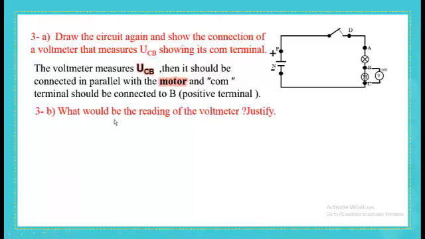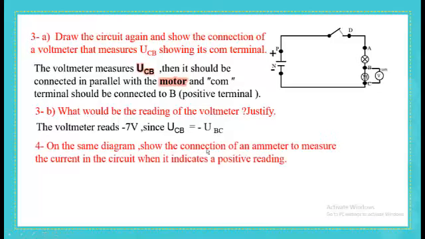Now, what would be the reading of the voltmeter? Justify. First of all, we are measuring the voltage across the motor, and we have seen that it's equal to 7 volts. However, we have to think also about the sign. Because B is connected to COM and B represents the positive terminal, then the reading is going to be negative. Keep in your mind that UCB is equal but opposite in sign to UBC.